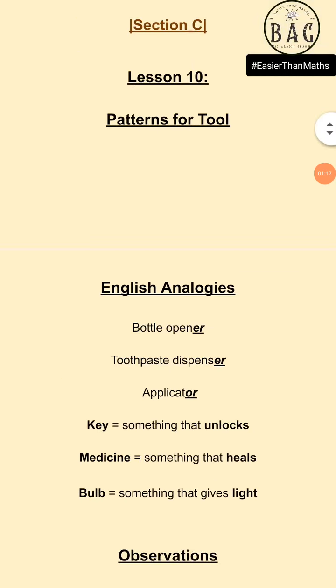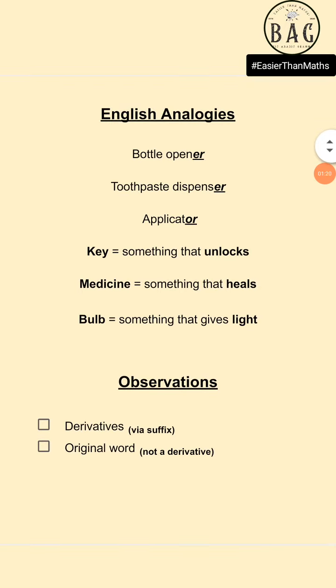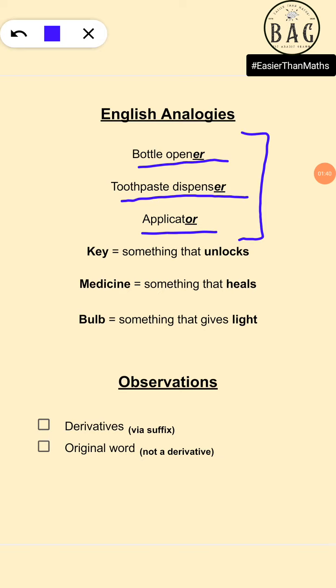So before proceeding to the Arabic patterns, let's study a couple of examples in English. Alright, so here I have the first three examples that are as follows. I have the words bottle opener, toothpaste dispenser, and applicator. Now, do you see a common trend in these three examples? I hope you can, because if you notice, all three of these have been formed by the addition of a suffix. Okay, now that suffix may be different, but the commonly used suffixes are er and or.